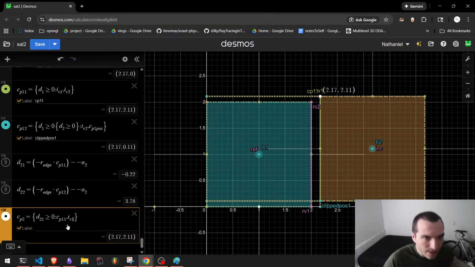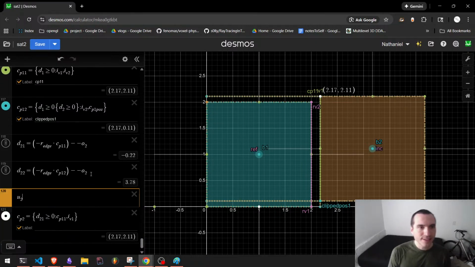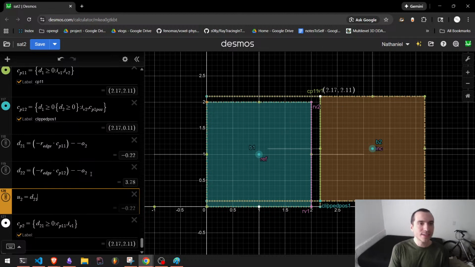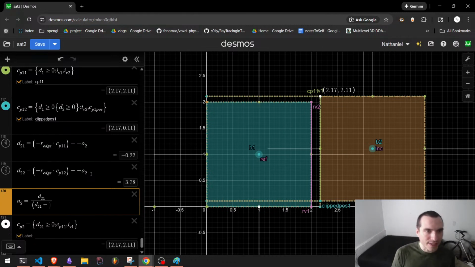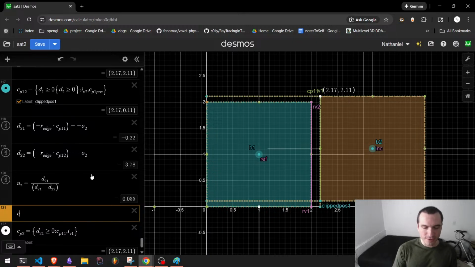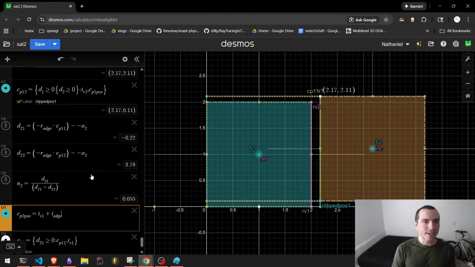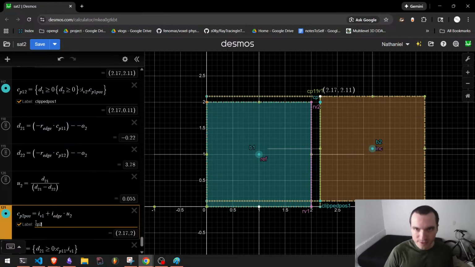Okay. So it's either going to be greater than 0, and if it's not, that means they're on opposite sides, and so we're going to do the same thing and calculate U2, which is going to be D21 over D21 minus D22. And then we're going to go CP2 pause equals, and this will be IV1 plus I edge times U2, if I'm not mistaken. And that'll be clip pause 2.